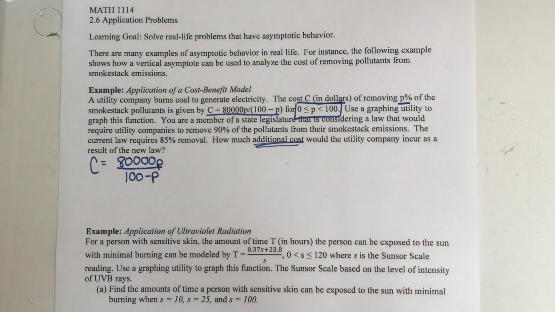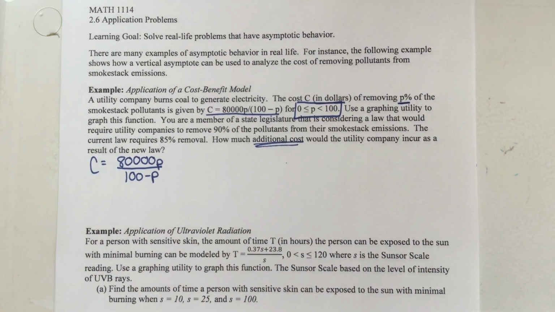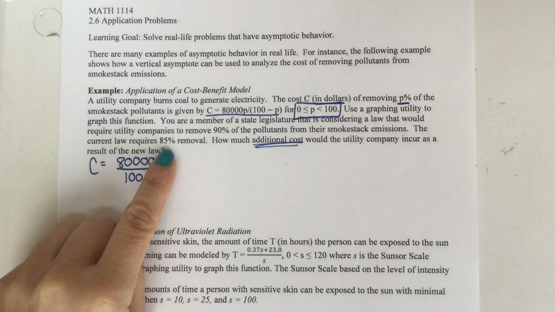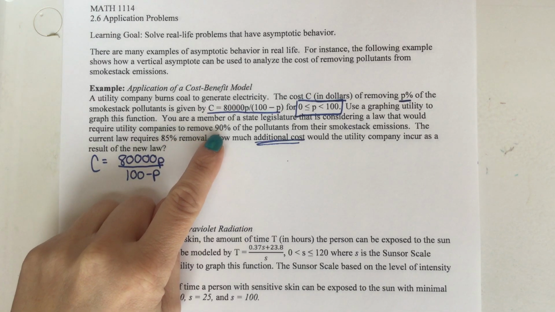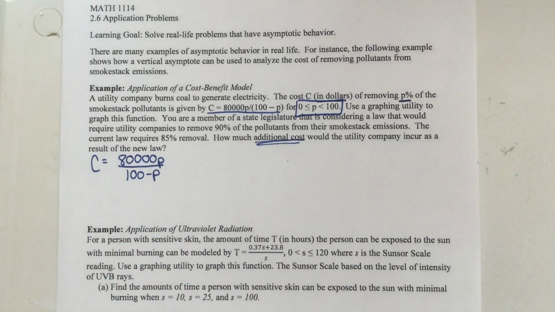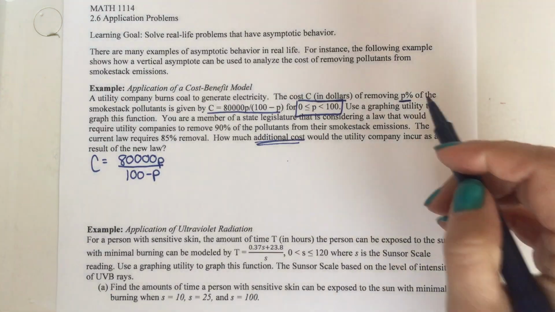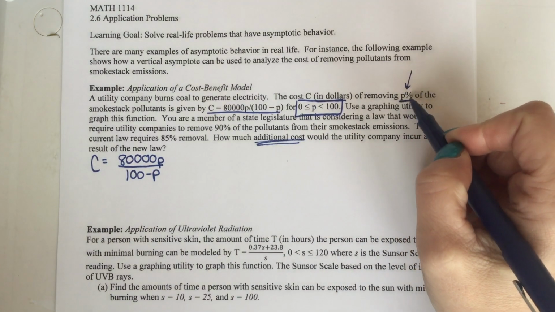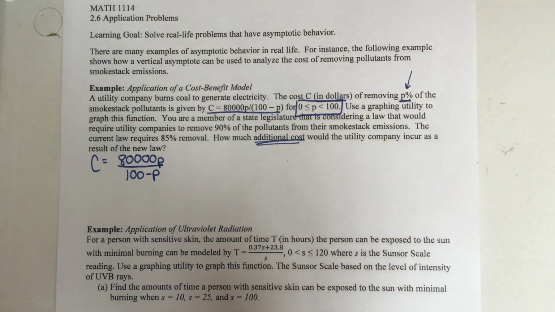Well, additional cost means we need to actually calculate two different things here. We need to figure out how much does it currently cost if you're removing 85% of the pollution, and then find out how much would it cost if they pass the new law. So we have to remove 90% of the pollution, and in order to find the additional cost, we'll have to subtract the two. Now here's one of the only times in math where you will not turn a percentage into a decimal, because here they said that P is a percentage, so we leave it in that format.